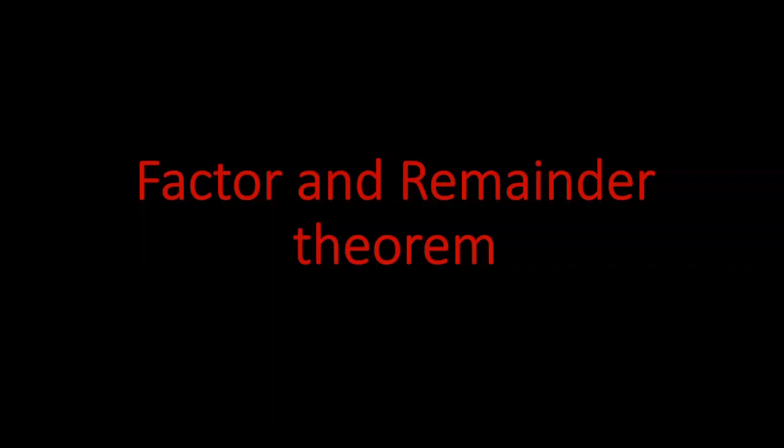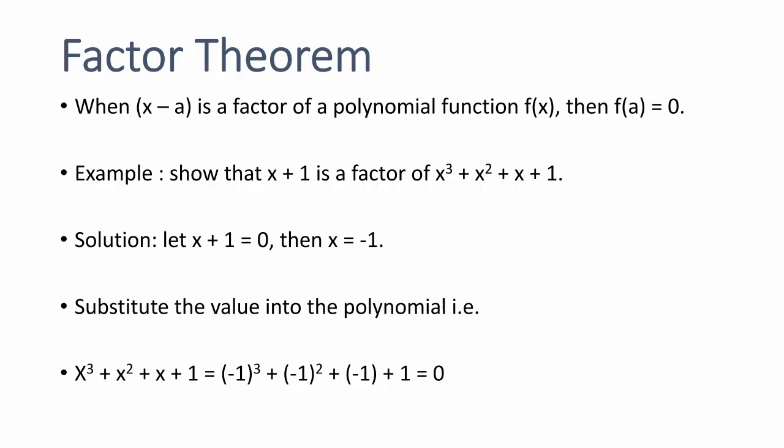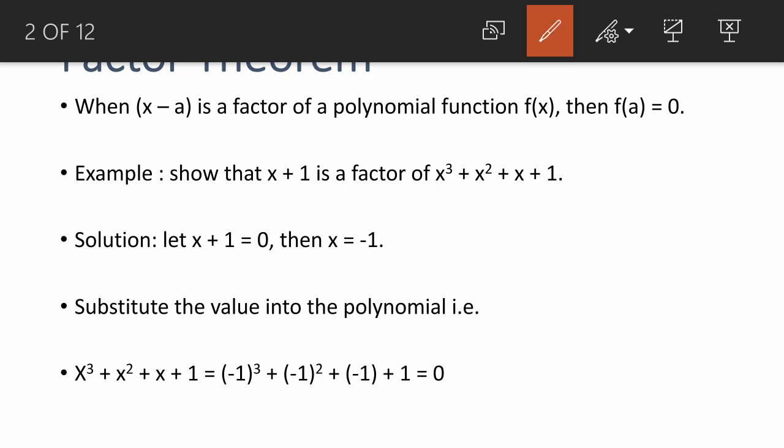Everyone, in this video we're going to be looking at the factor and remainder theorem. Now the factor theorem: when x minus a is a factor of a polynomial f of x, then f of a is equal to 0. So we see an example here. It says show that x plus 1 is a factor of x cubed plus x squared plus x plus 1.